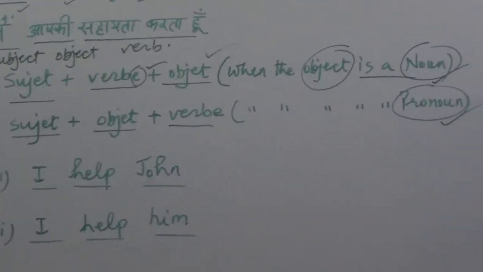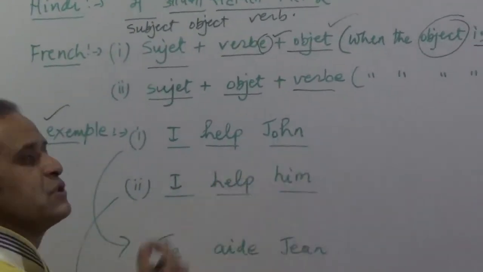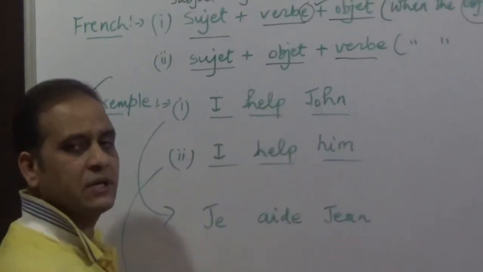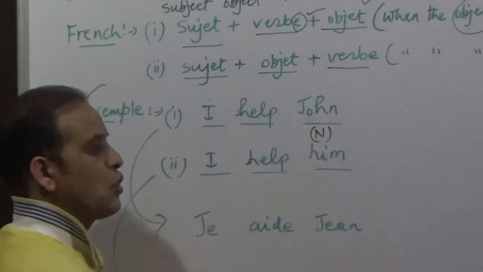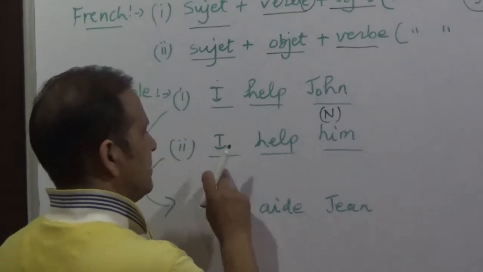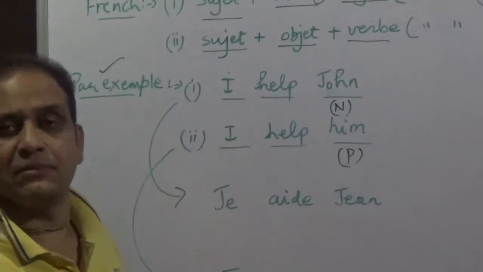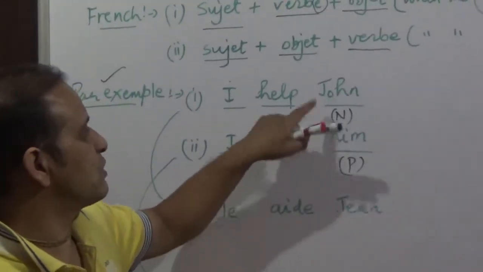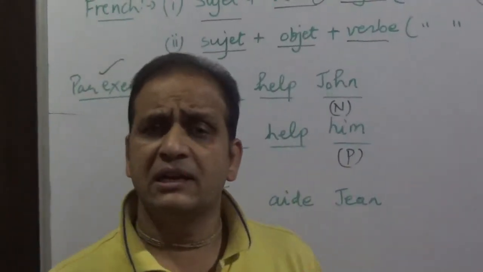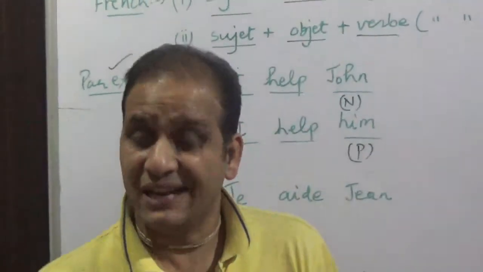To understand it better, I'll give you one example. For example, I help John. Here, I is subject, help is verb, John is object. And you see John, that is the object, is a noun. Here, I help him. So here him is the object, but it is a pronoun. Rest of the things are the same in both sentences. What makes the difference between these sentences is noun as object here, and pronoun here. In Hindi or in English, it hardly matters if the object is a noun or pronoun. But in French, it does make a great difference.